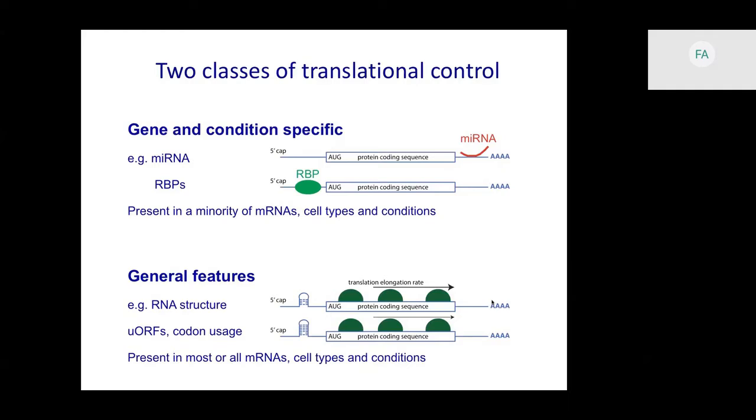The second class of mechanism is controlled by the general features, which include RNA secondary structure, upstream open reading frames, and codon usage. So the general features tend to be present in most or all mRNAs, and they tend to be acting in most or all cell types and conditions. So these 2 classes of mechanism are quite different from each other.